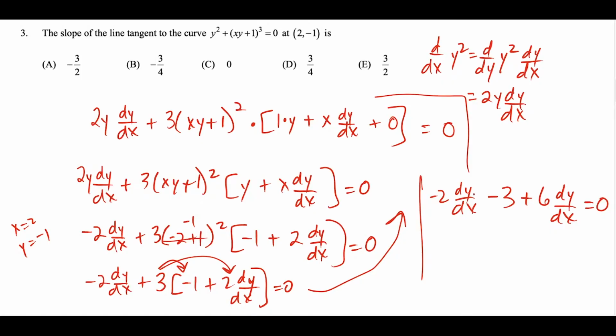So we have negative 2 dy/dx plus 6 dy/dx. That's going to give us 4 dy/dx minus 3 equals 0. And if we solve for dy/dx, specifically at the point (2, negative 1), it is going to be equal to 3 over 4, which is going to be choice D. So that is our solution to question 3.